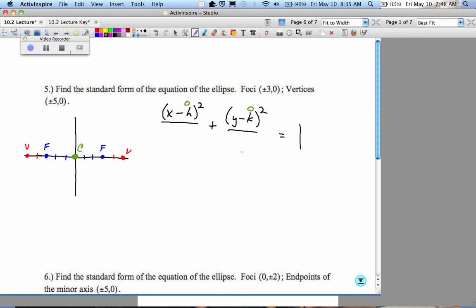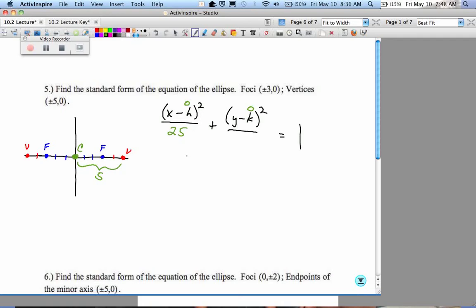How far is it from C to B? 5. It's a distance of 5. Where does that go? Well, it's a horizontal distance, right? Whether you memorize the a's or b's, it's going to go under the x. So when you square it, I get 25.